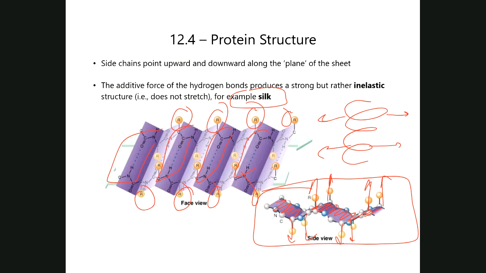And silk, if you have anything that's made of silk, it's not stretchy. It's quite sturdy. And if you pull on it too strongly, then it can rip. It's going to break. Because beta-pleated sheets, unlike alpha helices, are not flexible. They're quite sturdy. And again, they serve particular functions because of their sturdiness.